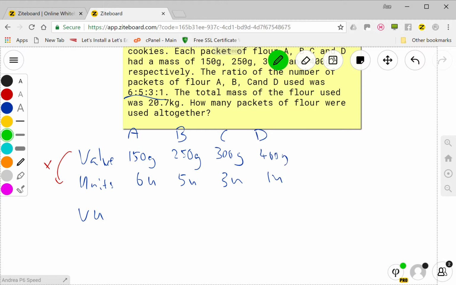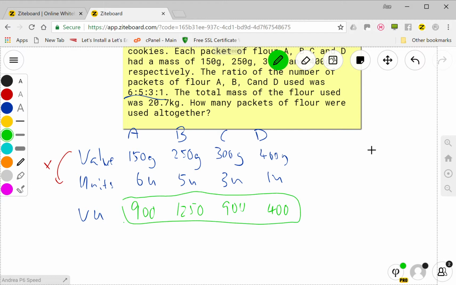What do you mean by that? So you take 150 times 6, which gives you 900. Then 250 times 5 is 1250. Next one is 900, and this is 400. Now these are all VU. Now what's the significance of this?